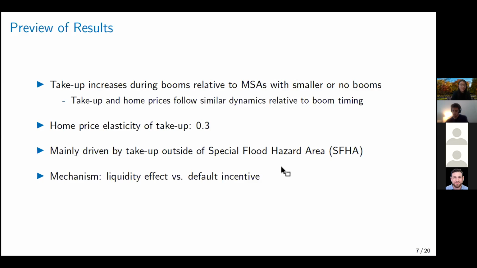We then test for the mechanism of this relationship. I have already introduced the default incentive mechanism previously. We also test another major mechanism that could explain this, which is the liquidity effect: that a housing boom allows homeowners to have better access to liquidity, which allows them to better afford flood insurance.